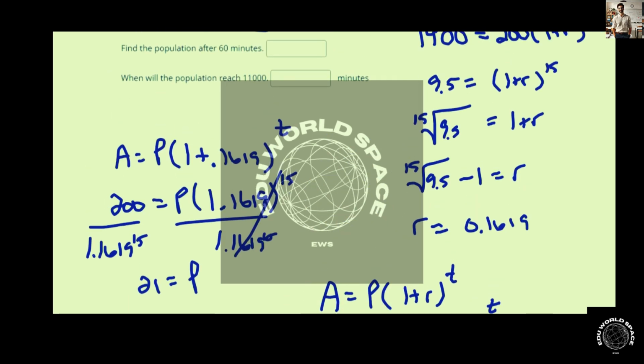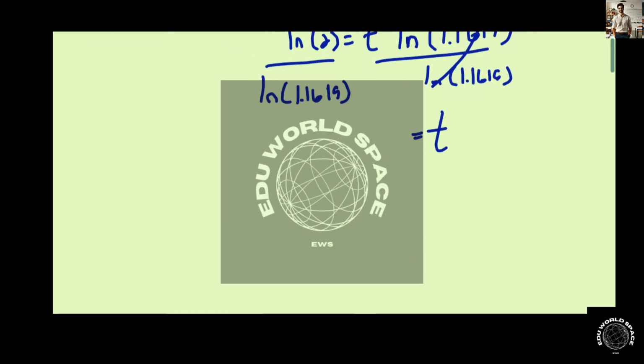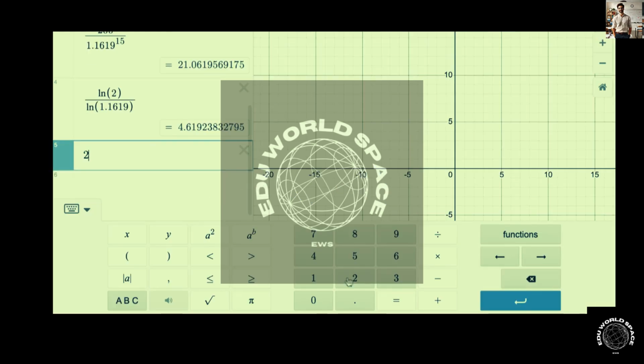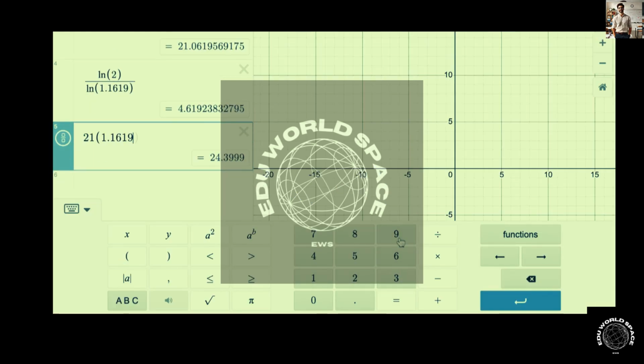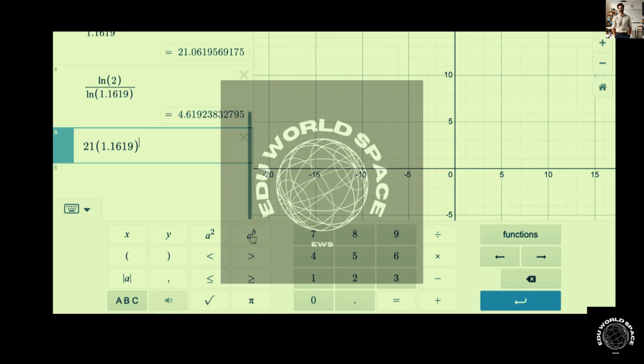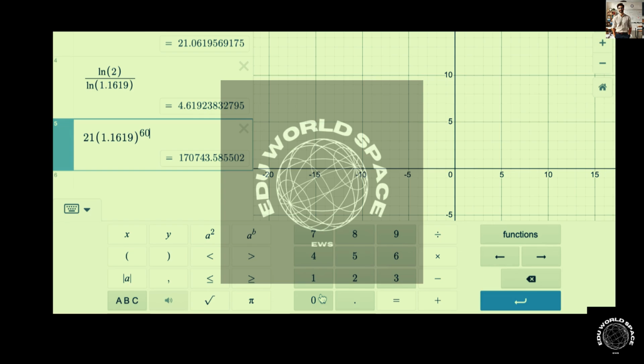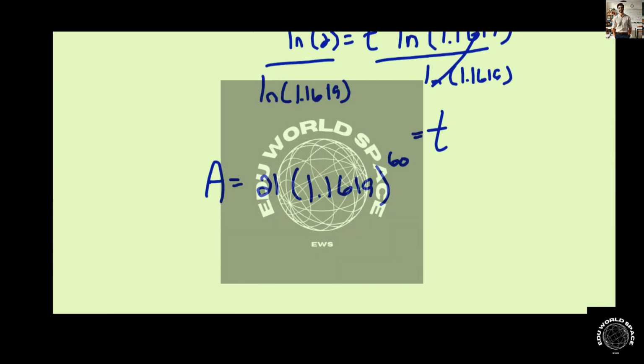Next question, find the population after 60 minutes. Well, our initial population is 21. We want to find after 60 minutes what the population is. So that would be 21 times 1.1619 to the 60th power. And that would be 170,000 to the nearest whole would be 744. 170,744.